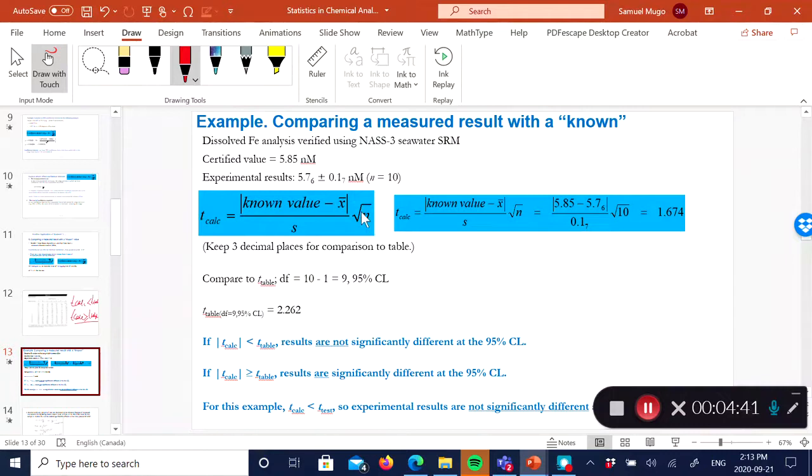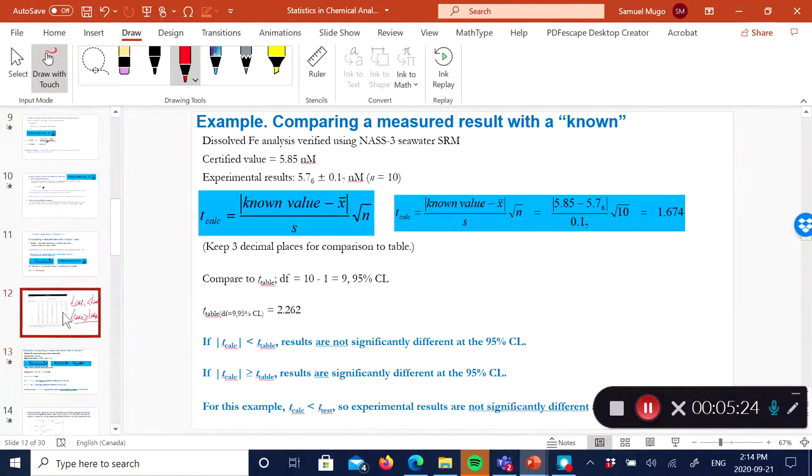So you would come and calculate the t. The known value, which is the 5.85, is a certified value, minus the determined value, divided by the absolute standard deviation, and then you multiply that by the root of the number of measurements. And as you can see, the t that you've calculated is 1.674. Now the t in the table, the degrees of freedom is n minus 1, and n is equal to 10, the number of measurements that were done. So the degrees of freedom is 9, and we are interested in the 95% confidence interval.